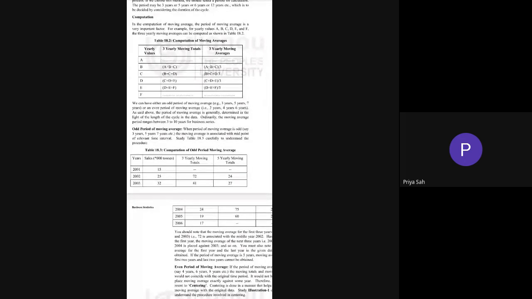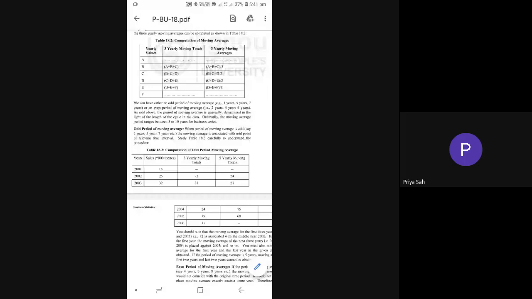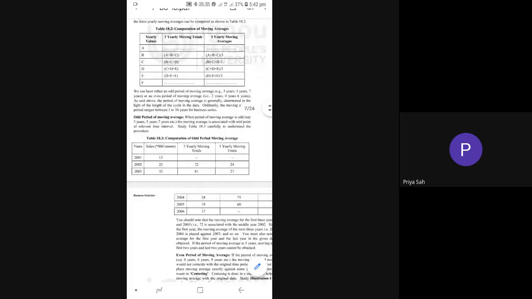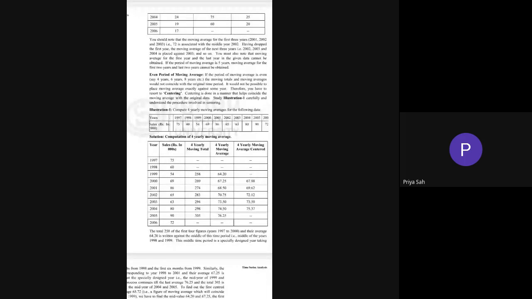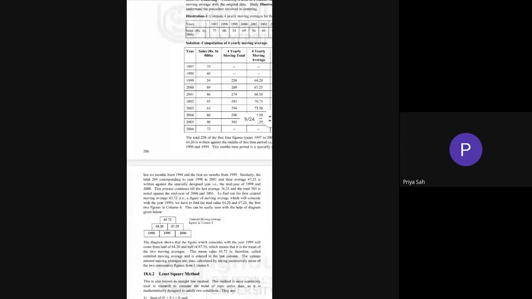If 3 yearly moving averages are given, in the case of A, no average can be found out. From the second, B, A plus B plus C is taken. And then in the C category, it is B, that means previous year plus current year and next year. So if 3 yearly moving averages are found out, that means the average of previous year, current year, and next year. On a 4 yearly basis, that means previous 2 years and next 2 years, including the current year, it is found out in this way. Averages are there. Calculate and just check it.